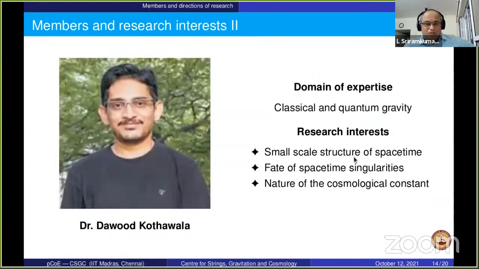The second member of our group is Daud Kotawala, and his domain of expertise is classical and quantum gravity. He is interested in the small scale structure of space-time. In particular, he is interested in examining whether some high energy effects possibly motivated by quantum gravity can leave imprints at smaller scales, and whether they can change the behavior of quantum field theory. And he's also interested in the fate of space-time singularities, which I talked about earlier.